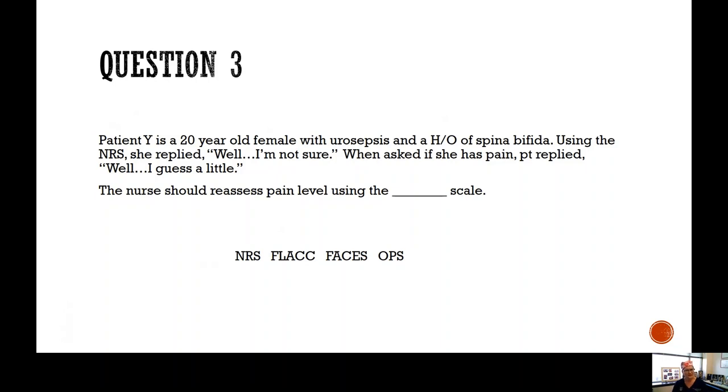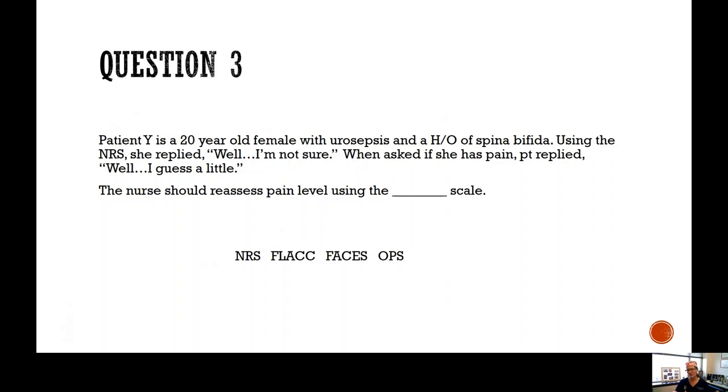So I asked her if she had pain, and she replied, "Well, I guess a little." Now we know our subjective and objective data. Subjective, I could say, patient stated, comma, quote, "Well, I guess a little," unquote. But how can we chart that when we have to give a number in our EHR?